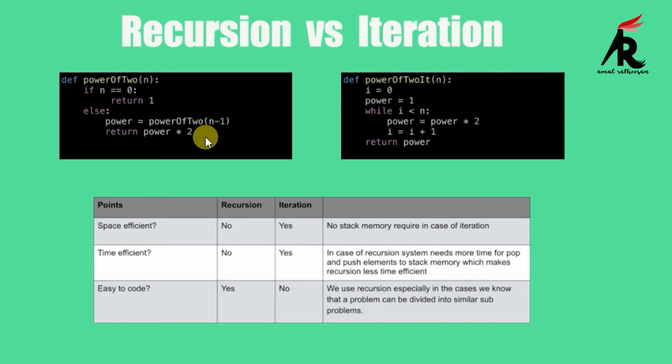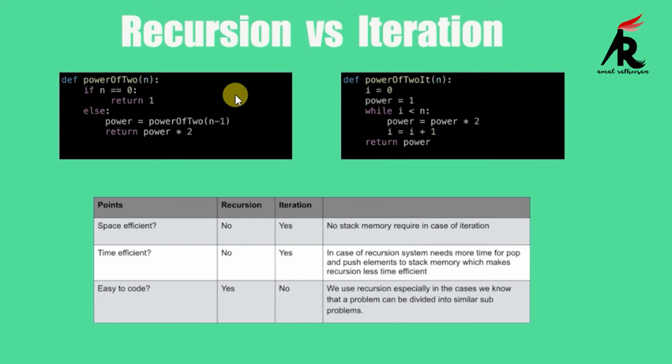So we pop p of 2 from the stack memory, and the remaining is p of 3. P of 3 means power of 2 3, I just shortened it. So power equals power of 2 2. We know the answer of that is 4. Okay, return 4 into 2. So the answer of p of 3 is equal to 8. 4 into 2 is 8. So 2 cube, 2 into 2 into 2, equals 8. That's how the recursion works.